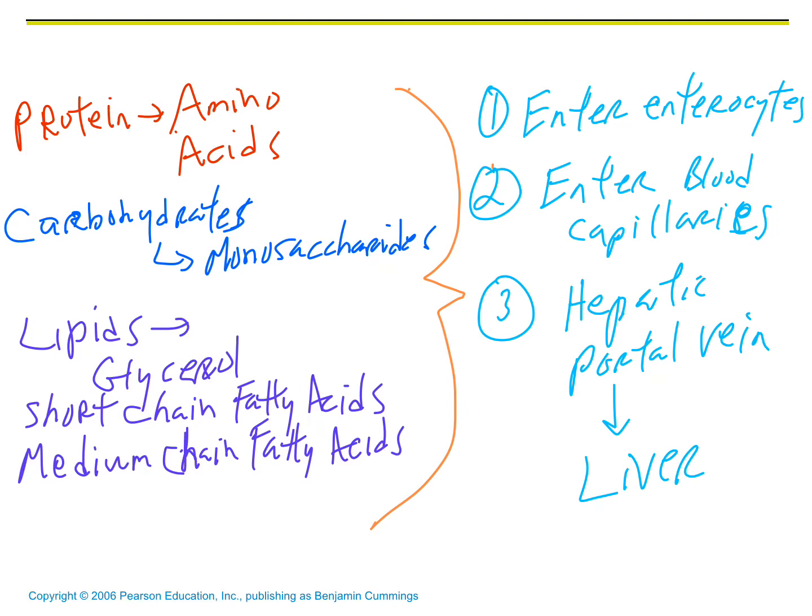But all of these, when they're broken down to their component parts, are going to enter the enterocyte, which is the intestinal cell. It's going to move through that into the blood capillaries, which will then be shuttled into the hepatic portal vein and go directly to the liver. So really, all of these are going into the intestinal cell, to the capillaries, hepatic portal vein, directly to the liver for processing. Now, the absorption of long-chain fatty acids becomes more complex, and we're going to go over that.